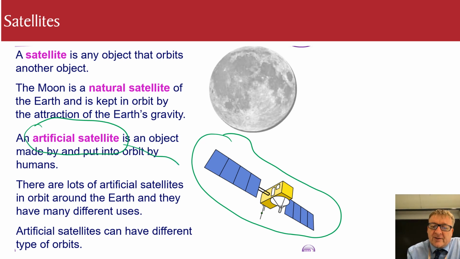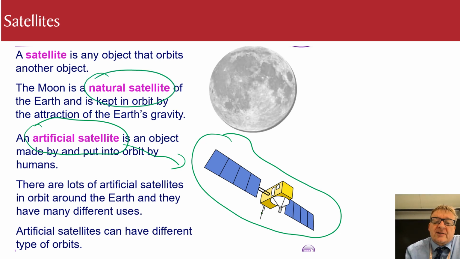Artificial satellites go around the Earth, and they can mostly be used for telecommunications or spying on people, things like that. And often satellites these days can be literally the size of a shoebox. They can be very, very small.